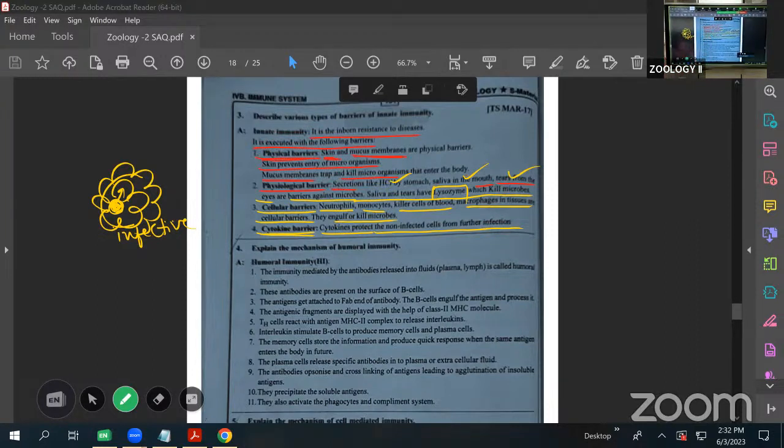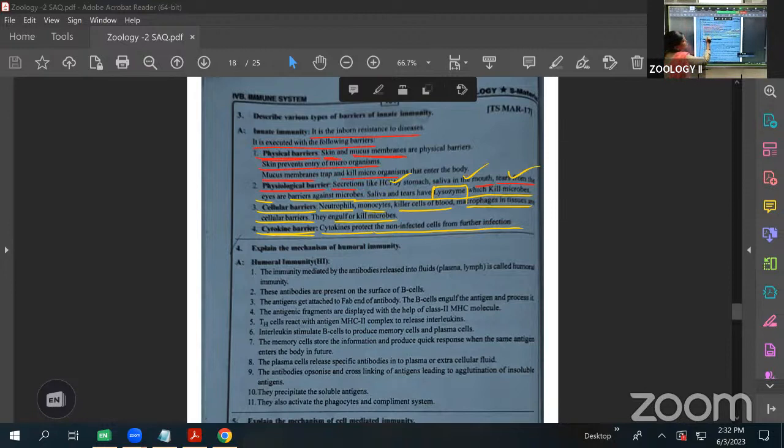Like this, four types of barriers are there. What are they? Physical, physiological, cellular, and cytotoxic barriers. This is about the types of barriers.